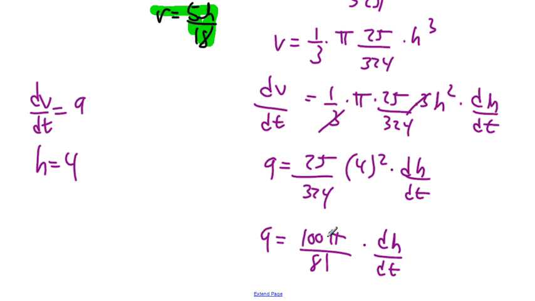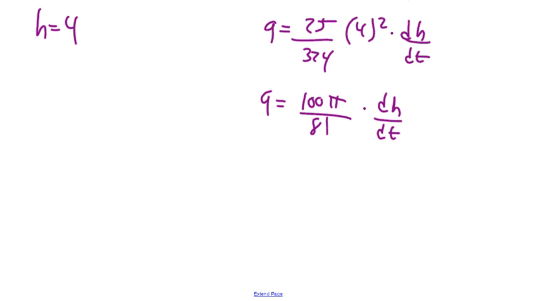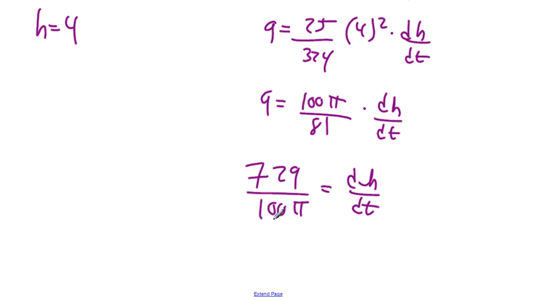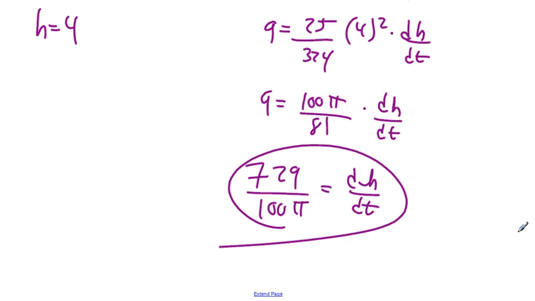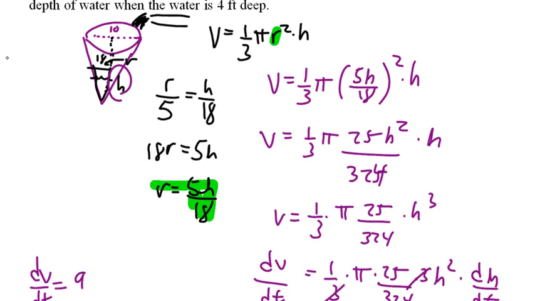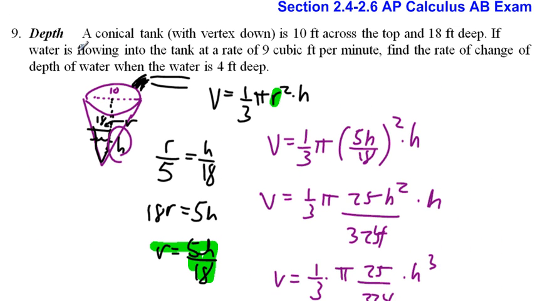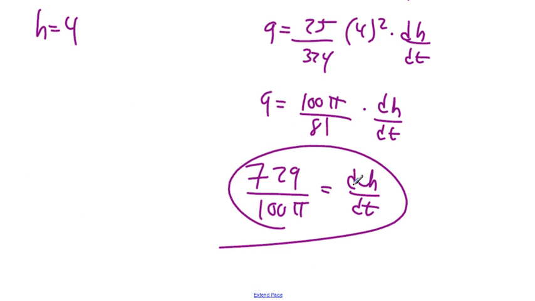Lastly, I want to solve for dh dt. So let's just multiply by the reciprocal, 81 over 100 pi. If we do that, then we're going to get 729 over 100 pi equals dh dt. Woo! And I think that answers the question. It says, find the rate of change of the depth of water. Depth means the height. And there it is. The rate of change of the depth is 729 over 100 pi. Cool beans.